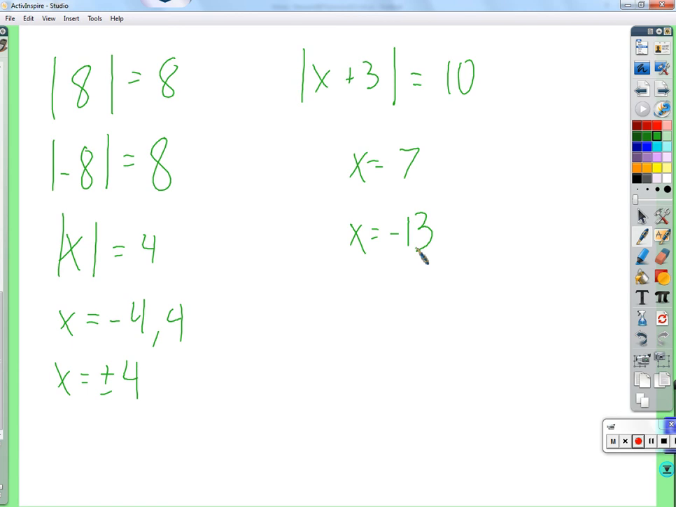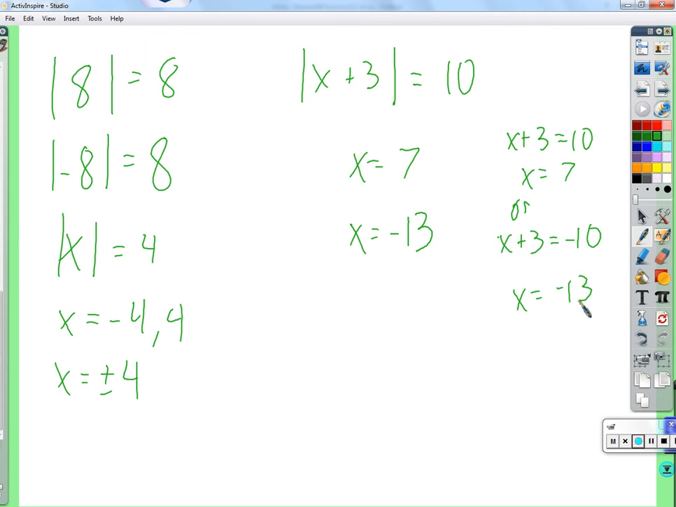What we've really done, without maybe thinking about it explicitly this way, is say x plus 3 could come out to be 10, so I subtract 3 and get 7, or x plus 3 could come out to be negative 10. The stuff in the absolute value could come out to be negative 10 or positive 10, and when we solve both of these, we get x is 7, x is negative 13.